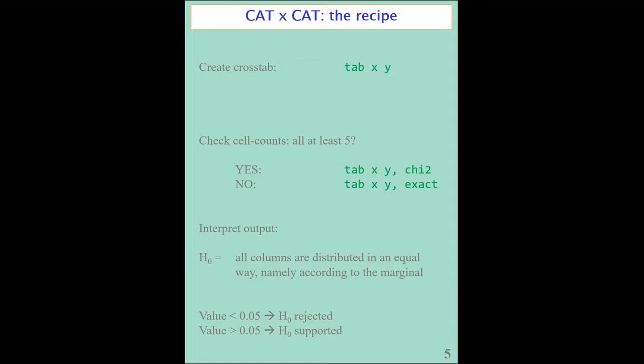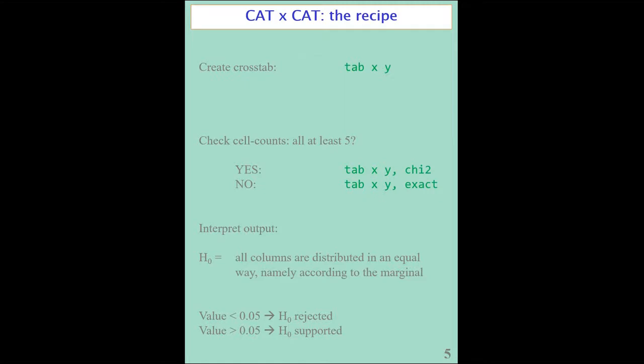If that works out, so we have indeed at least 5, then we do tab xy, chi². And if we don't have that, then we do something else that's called Fisher's exact, and that you do through tab xy, exact. That will give you output. The output, once again, has a number in there, an actual test of the thing that we're testing here. And what we're testing here is the H0, more on this in a minute. All columns are distributed in an equal way, namely according to the marginal. That's the thing that we're testing.